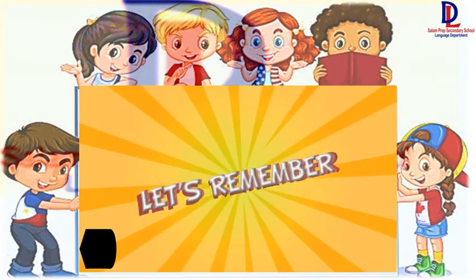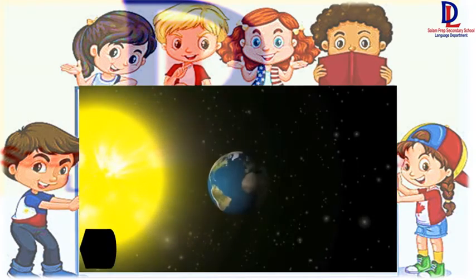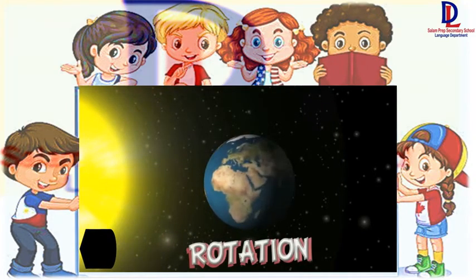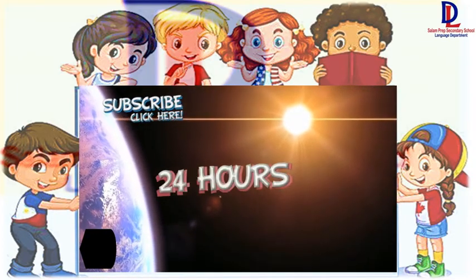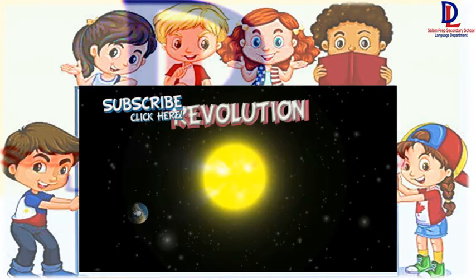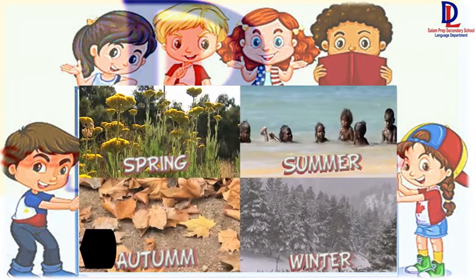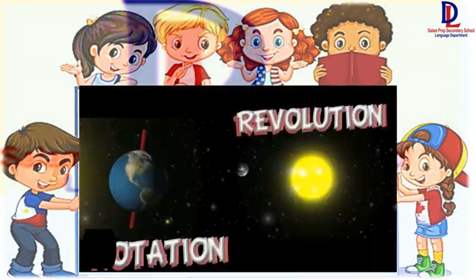So let's remember the two kinds of movement that the Earth makes. There is rotation, which is the Earth turning around itself, causing day and night, which lasts exactly 24 hours, the same as a whole day. And there is revolution, which is the Earth travelling around the Sun, which takes 365 days and causes the seasons. So now you know the movements of the Earth.